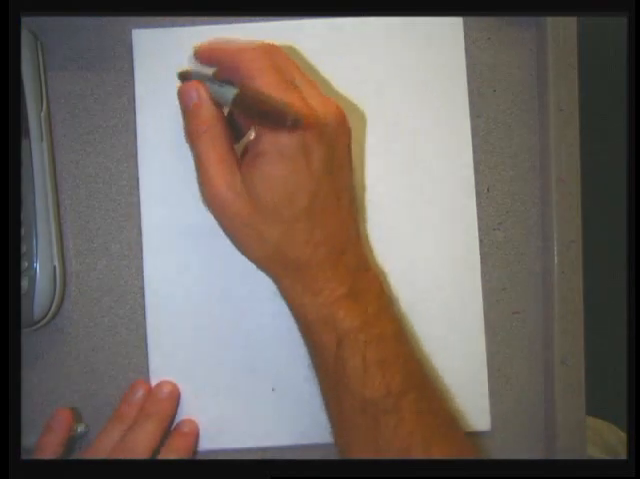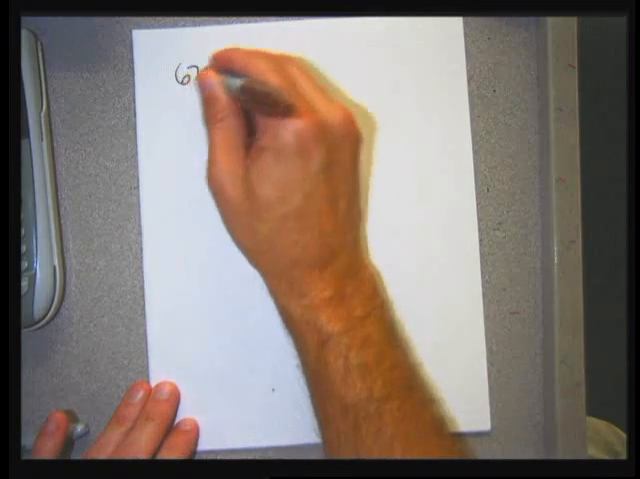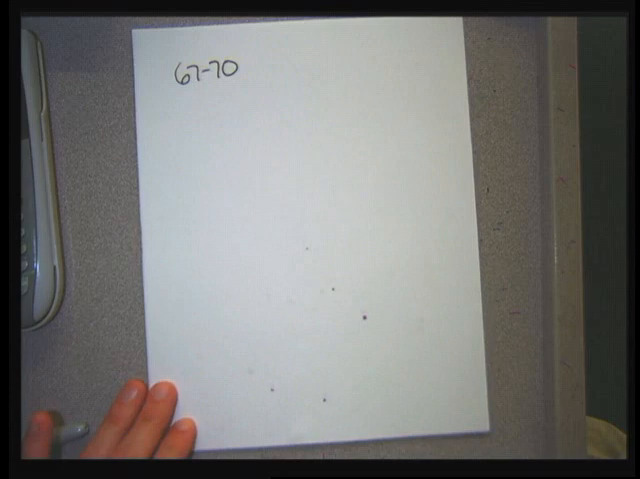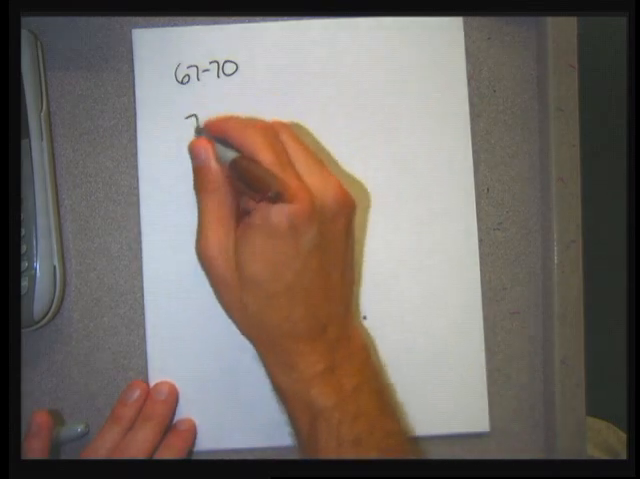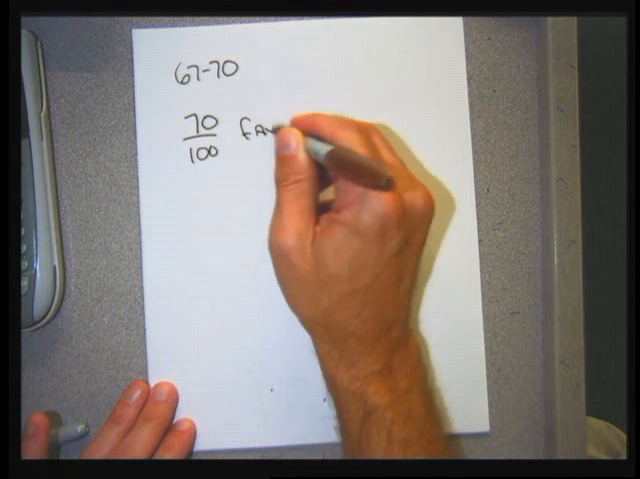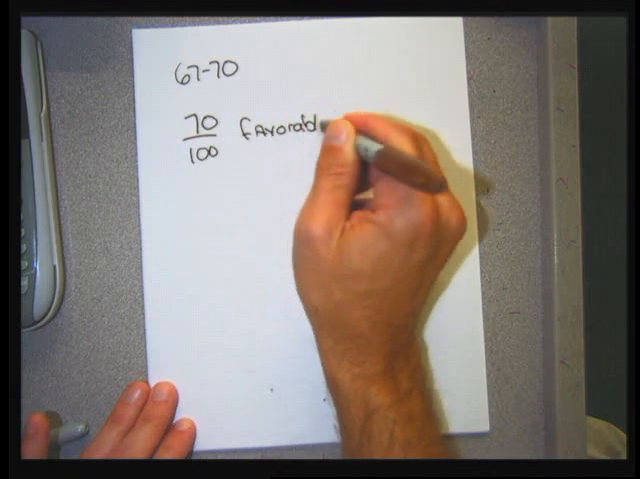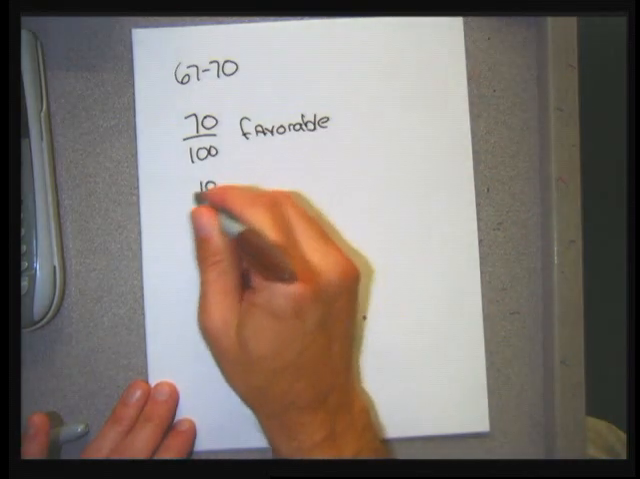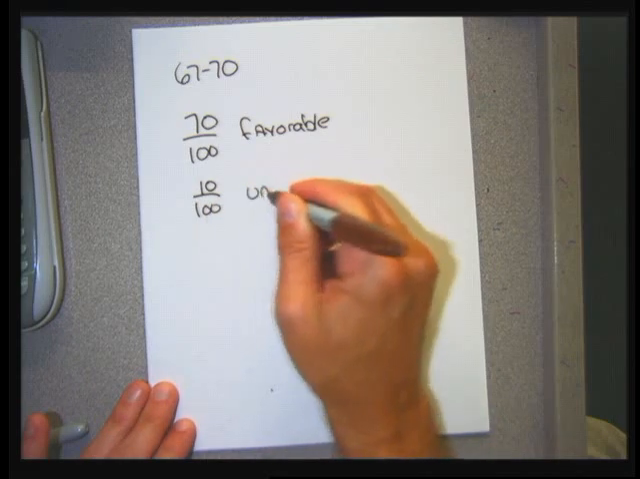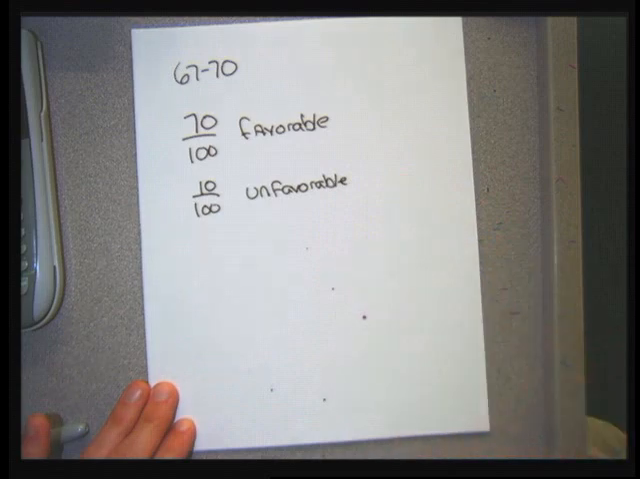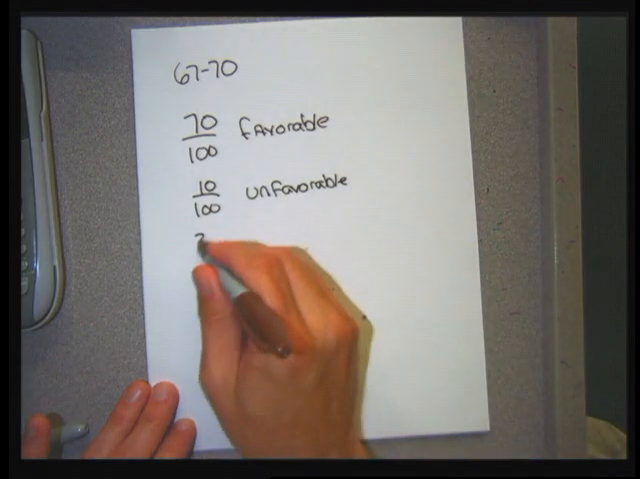So when I read through the problems for problems 67 through 70, we have 100 people that were given an experimental drug. 70 out of the 100 had a favorable reaction. And 10 of the 100 had an unfavorable reaction. And 20 of the 100 were unaffected.